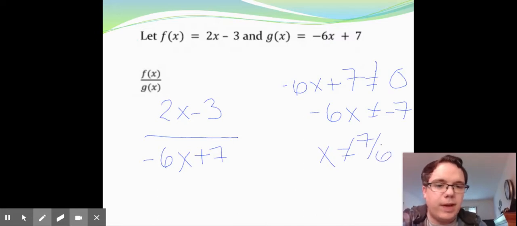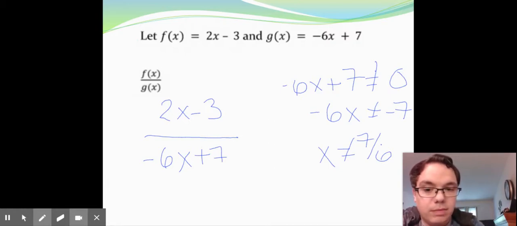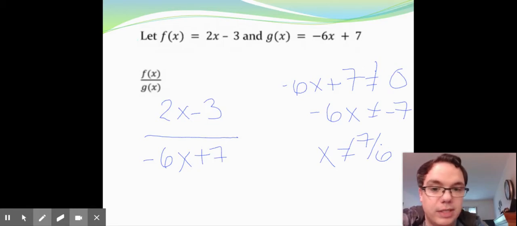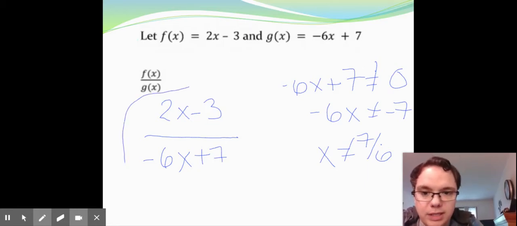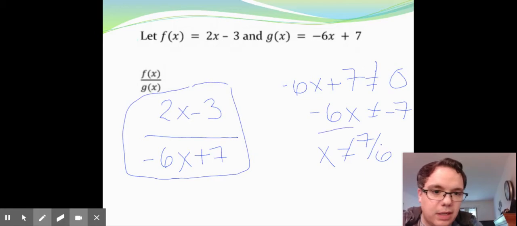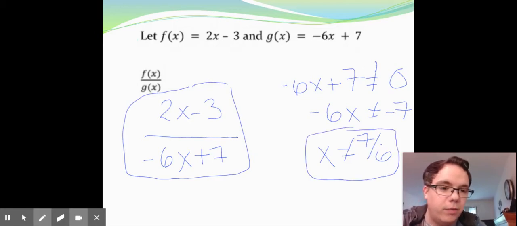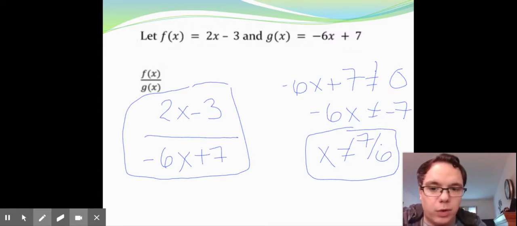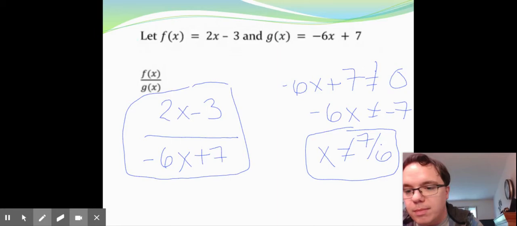7/6. So if I plug 7/6 into the bottom here, my denominator would be 0, which means we'd be trying to divide by 0, which we know is impossible. So this is our correct function, and this is our correct telling of the domain. All right, so whenever we're dividing, we have to tell what number from the domain doesn't work if we have a variable on the bottom.